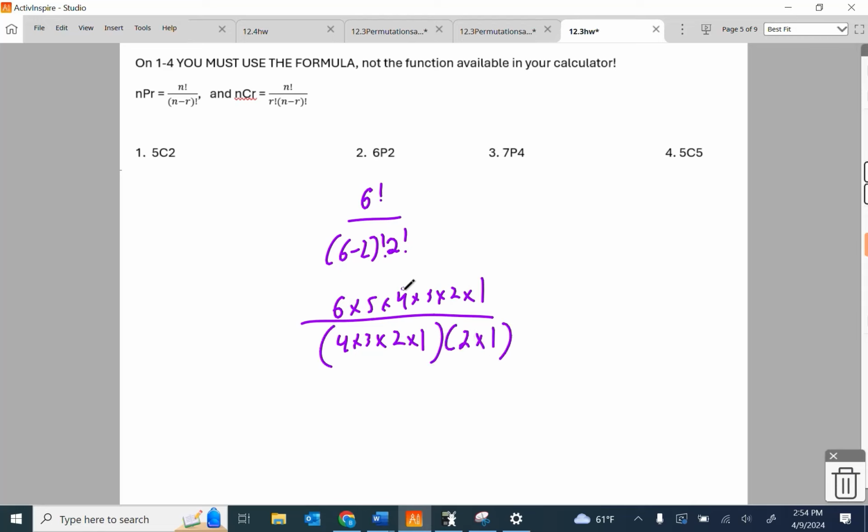Now what's going to cancel is going to be this stuff. So I'm left with 6 times 5, which is 30, over 2 times 1, which is 2. I'm left with 15. I may as well do a combination, so I'll do number 4.